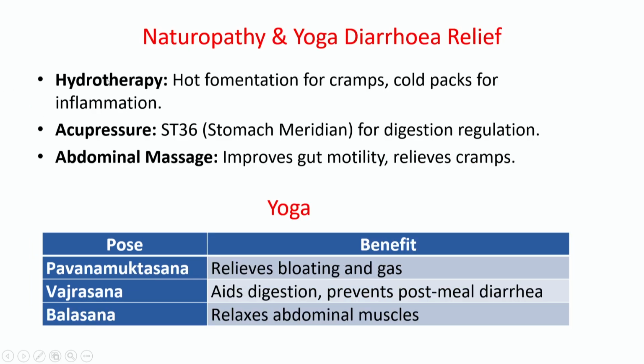Naturopathy and yoga: there is hydrotherapy, with hot fomentation for cramps and cold pack for inflammation. Acupressure: ST36, the stomach meridian, for digestion regulation. Abdominal massage improves gut motility and relieves cramps. In yoga, Pawanmuktasana, Vajrasana and Balasana are very effective.